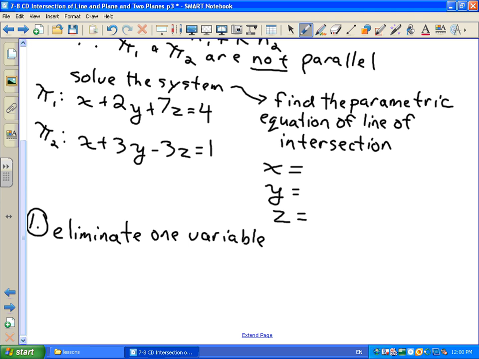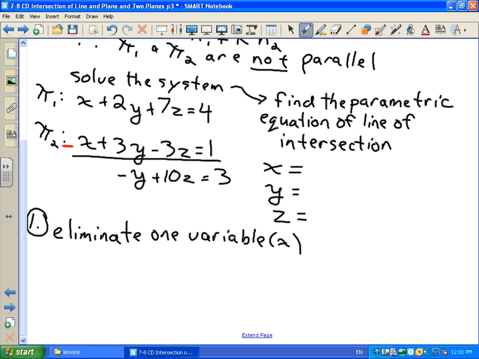So if we look at these 2 equations here, P1 and P2, which variable is it easy to eliminate? Yeah. So in this case, it'll be x that we eliminate. Sometimes it'll be y, sometimes it'll be z, but let's eliminate x here by subtracting these 2 equations. So we do this subtraction, we get negative y plus 10z equals 3.